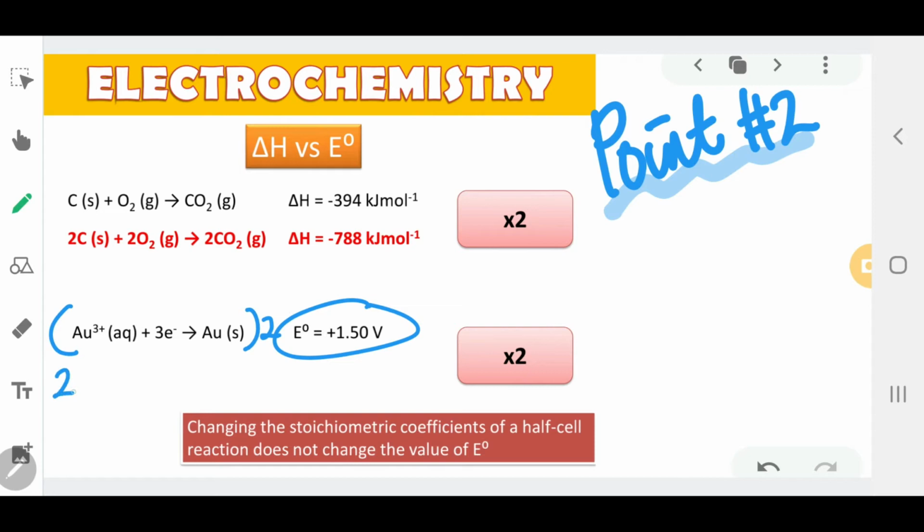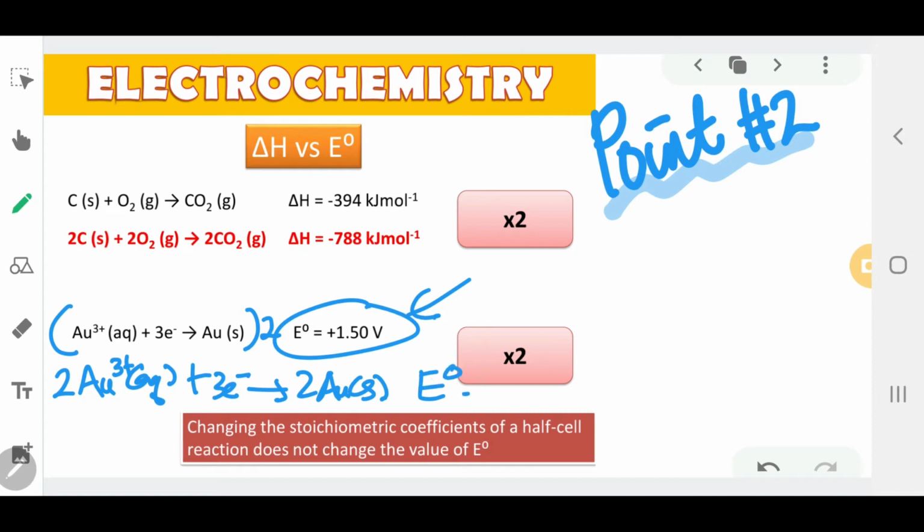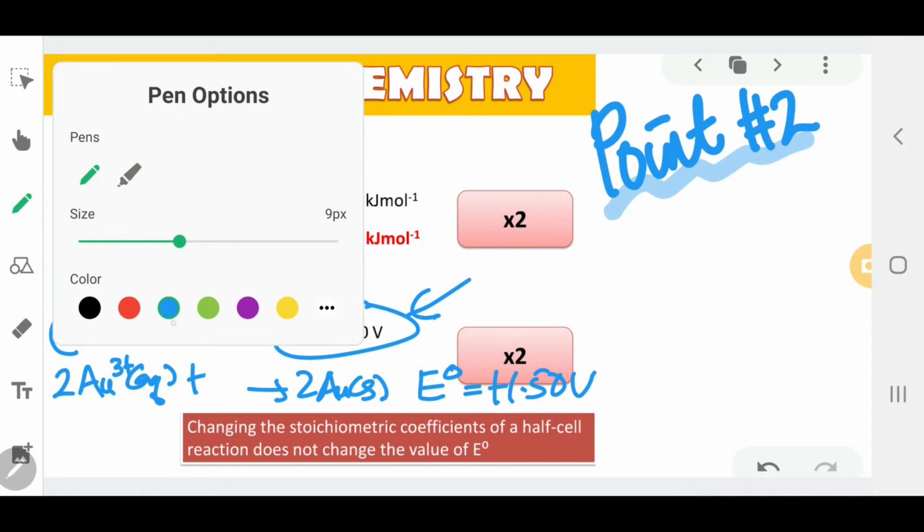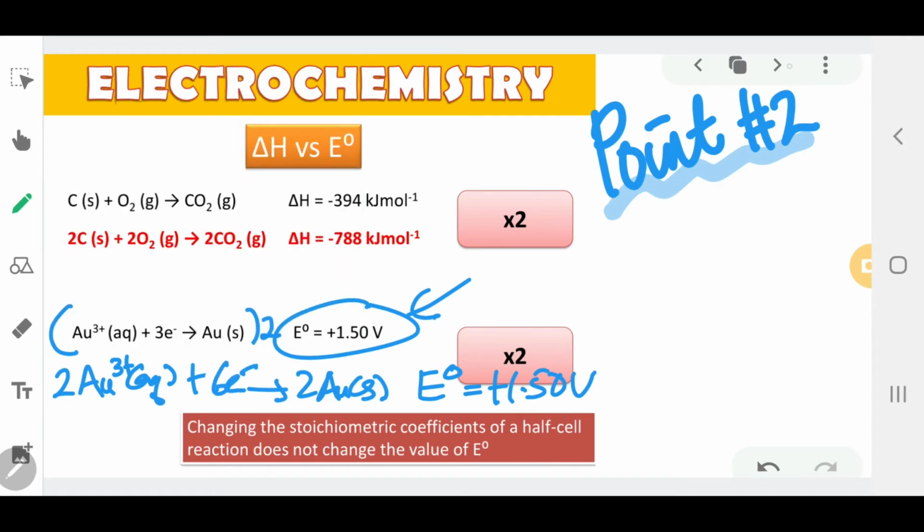So you'll have 2 Au3 plus, gold 3 plus, plus electrons, and you have 2 solid gold, but the E naught value will be the same. You will not change the value no matter what number you multiply the reaction by. The only thing that is multiplied by 2 is this, so that one should be 6 times by 2. Then you get 6 electrons.